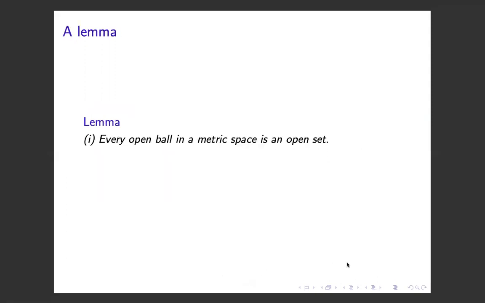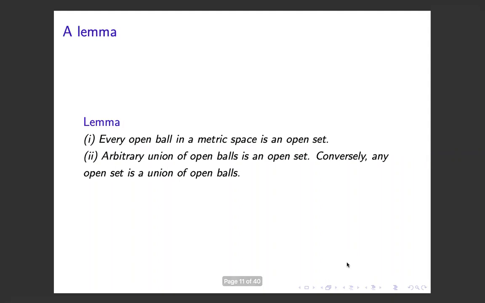Yeah. So we will have a small lemma. So I sort of dispose of this particular thing at the beginning itself. And this thing says that, first of all, every open ball in a metric space is an open set. I mean, that's perhaps pretty obvious, but still we state it. And secondly, which is more important, an arbitrary union of open balls is an open set. And also the converse, any open set is a union of open balls.